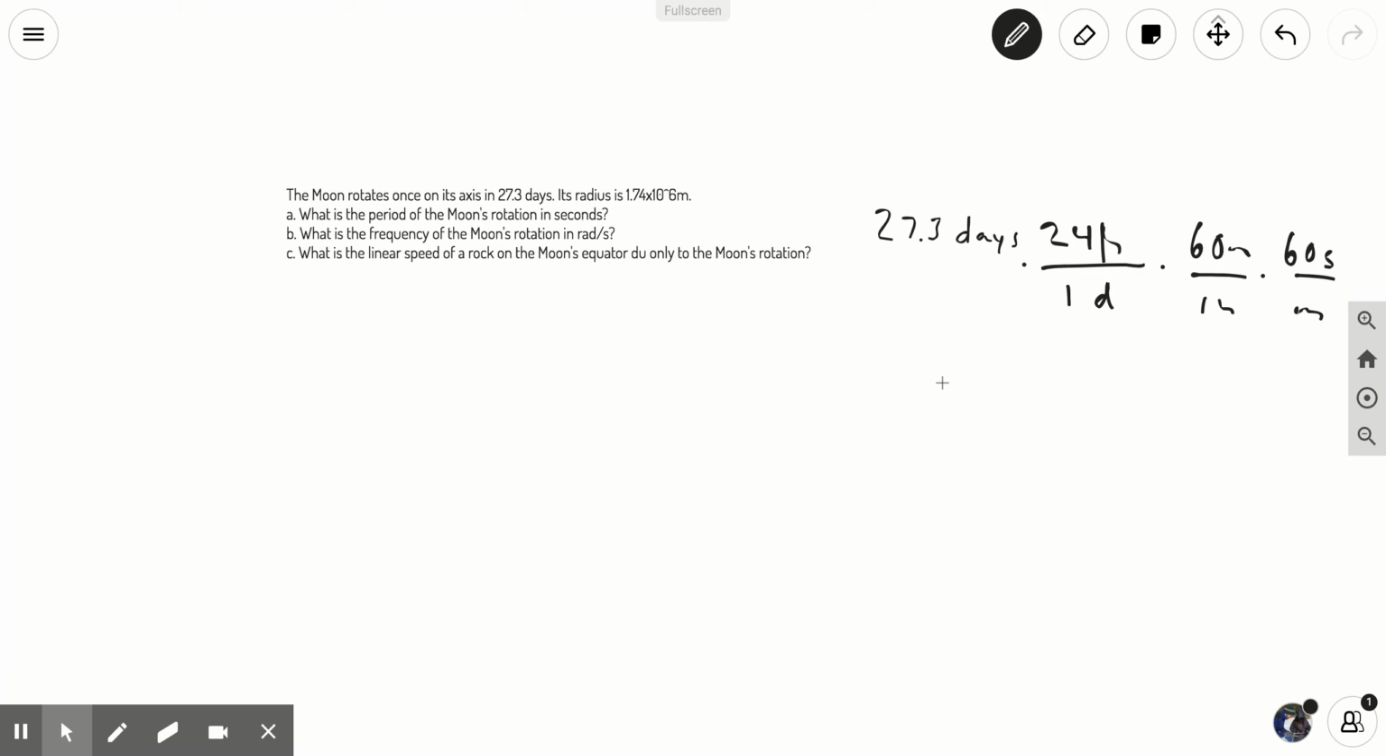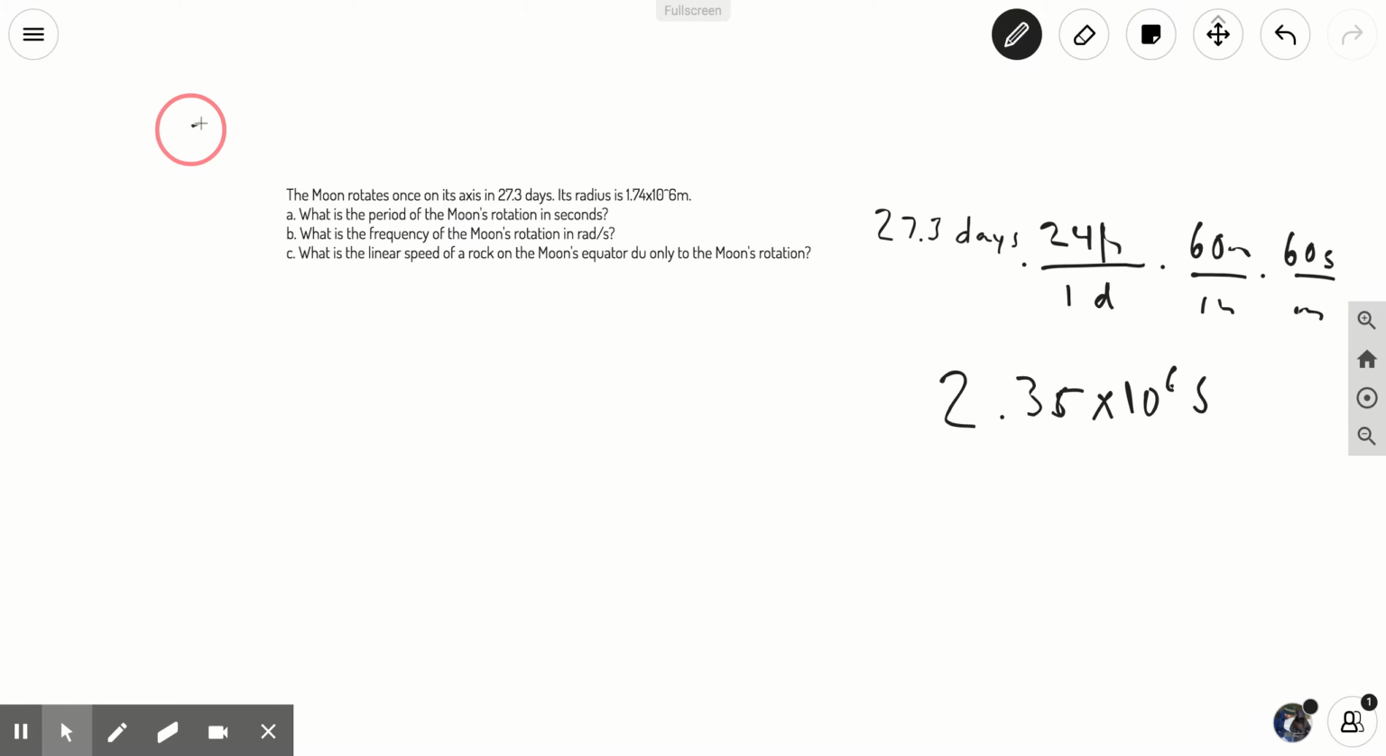I'm going to put in scientific notation, so 2.35, or 36, I should round, times 10 to the 6th seconds. So it will take about 2 million seconds for the moon to turn all the way around on its axis.